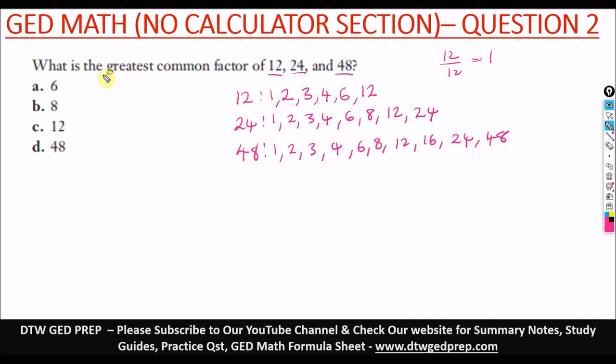Okay, now what is their greatest common factor? That's the biggest factor that is common to the three numbers. You can see we have a consistent number showing up here, which is the biggest. That's 12. 12 is the greatest factor that is common to 12, 24, and 48. So our answer is 12. So this is our answer, option C.